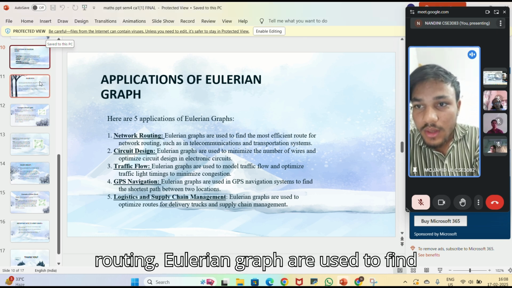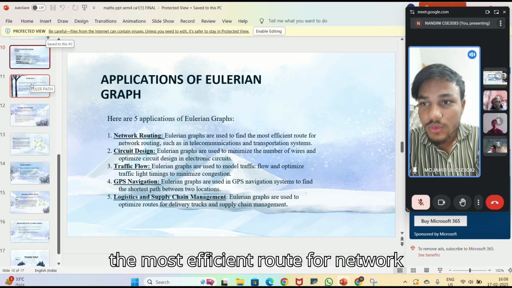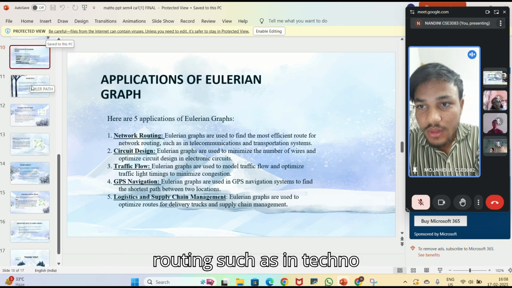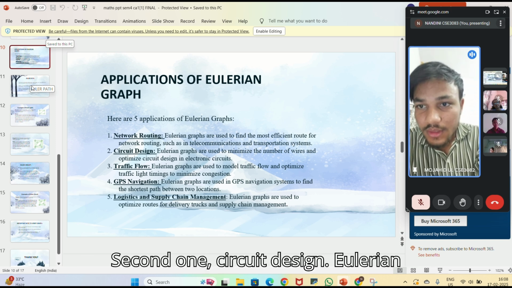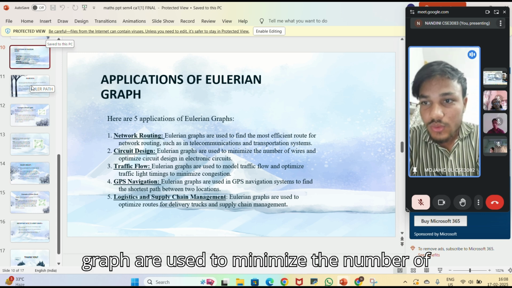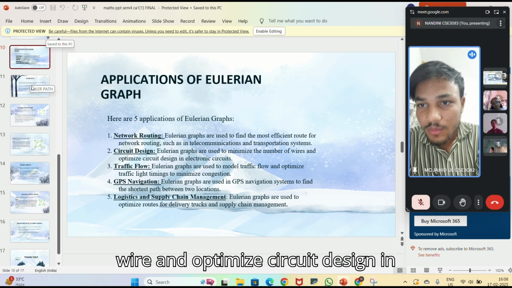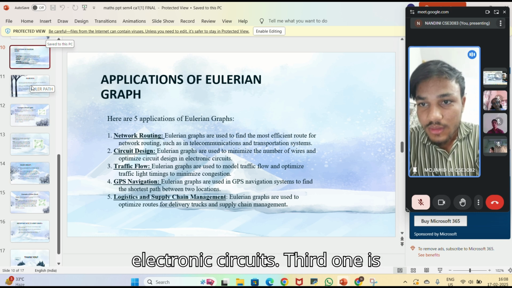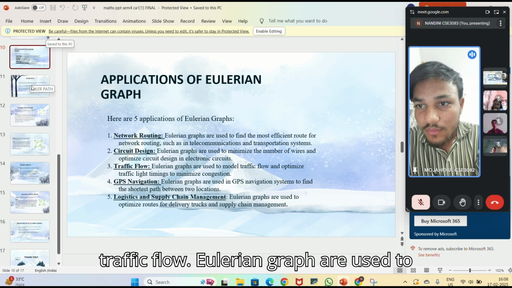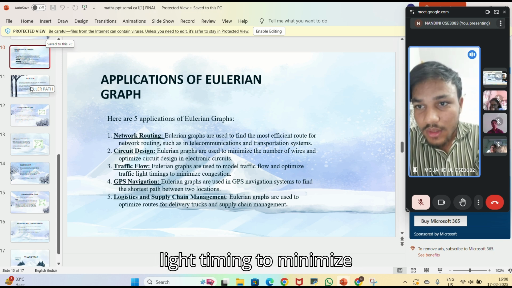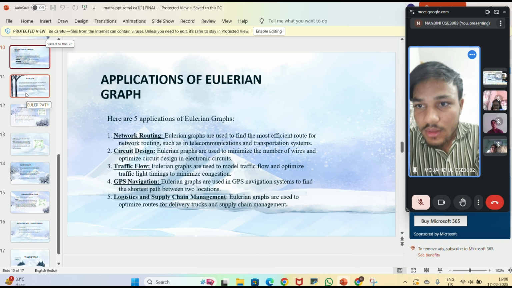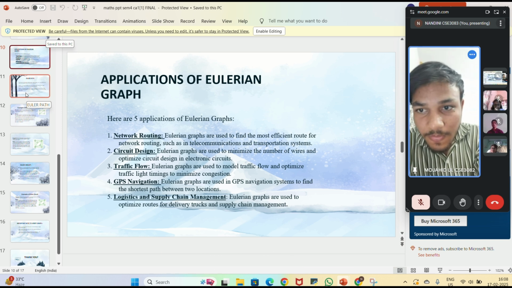Network routing. Eulerian graphs are used to find the most efficient route for network routing, such as in telecommunication and transportation systems. Second one, circuit design. Eulerian graphs are used to minimize the number of wires and optimize circuit design in electronic circuits. Third one is traffic flow. Eulerian graphs are used to model traffic flow and optimize traffic light timing to minimize congestion.